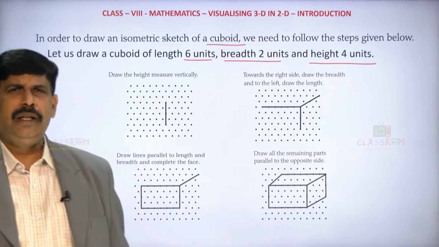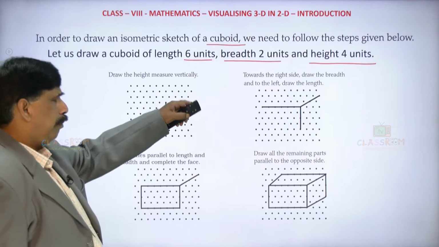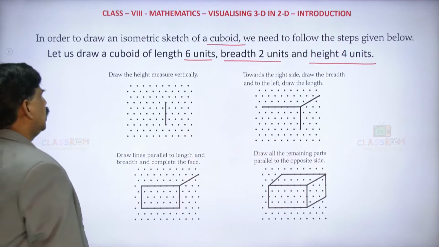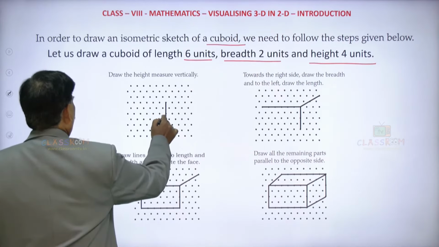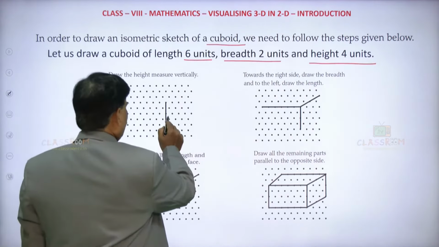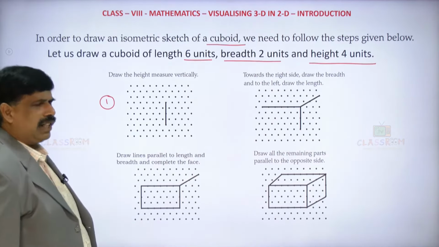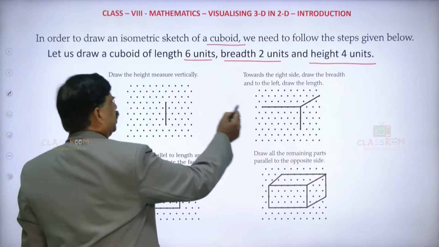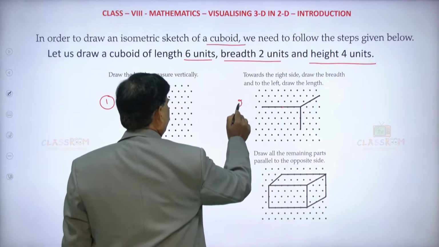Okay, we need to draw a cuboid of length 6 units, breadth 2 units, and height 4 units. Let us see first, draw the 2 units here, 1, 2. See, it is a vertical line. Clear? So, this is the step 1 here. This is the first step. And after that, what we will do here, the length of 6 units, it is 1, 2, 3, 4, 5, 6. So this is the second step.